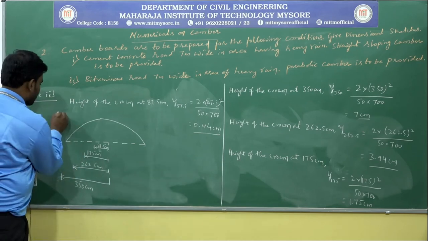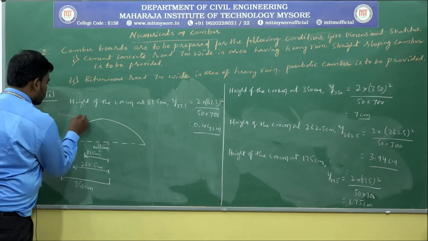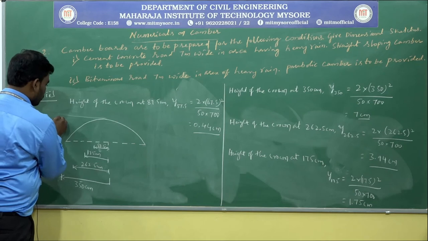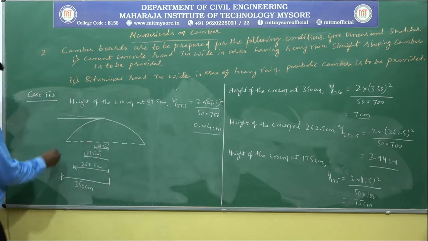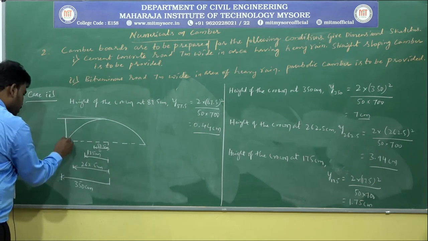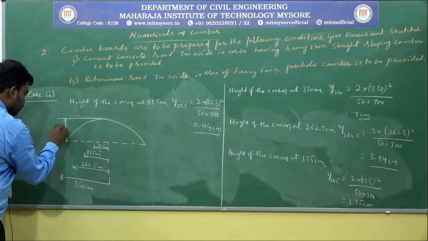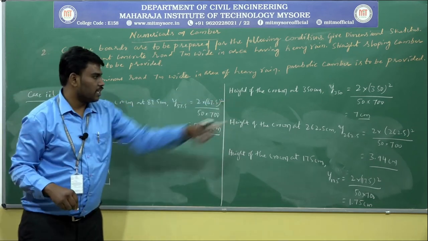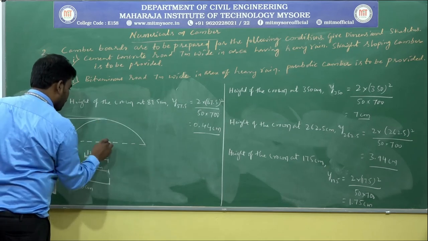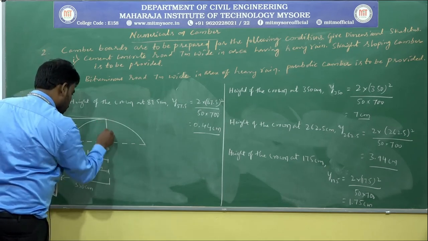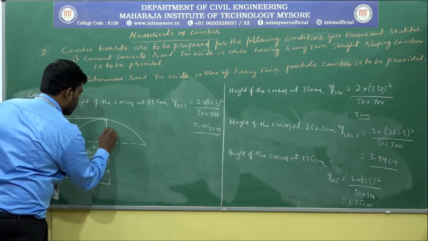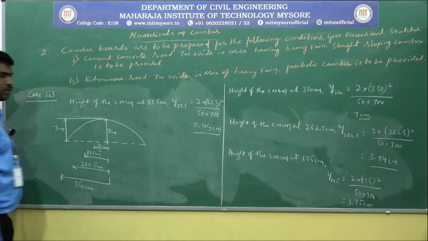The height of the crown is measured from the top. At 350 cm means from the center it is 350. This is the height of the crown. Here it is 7 cm. Height of the crown at 350 cm, it is 7 cm. That can be shown here itself, about 7 cm height of the crown.